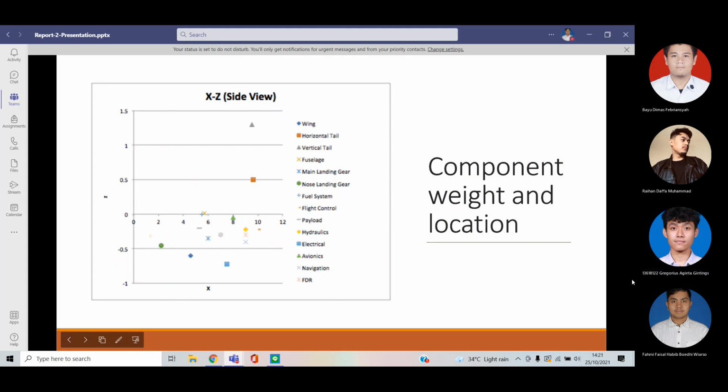Okay, from this table, we can see that the YCG, the center of gravity on the y-axis, equals 0. Therefore, we can plot the center of gravity on the XZ plane, or from the side view angle. And here is the center of gravity for each component.